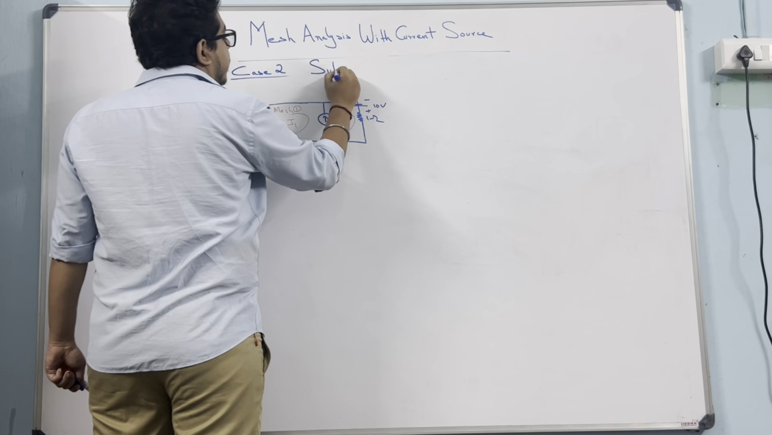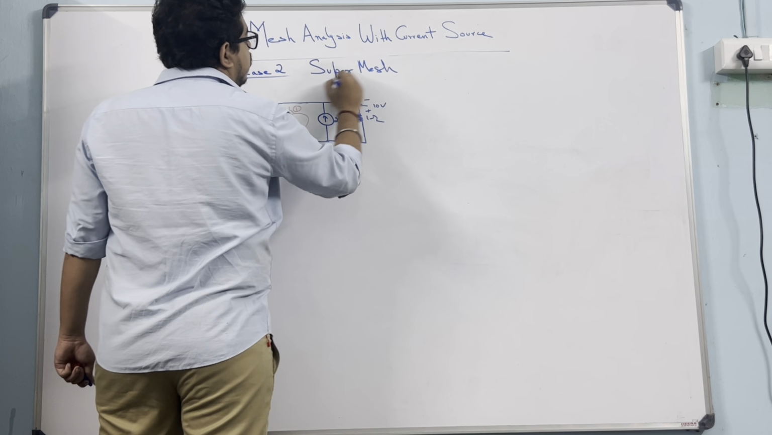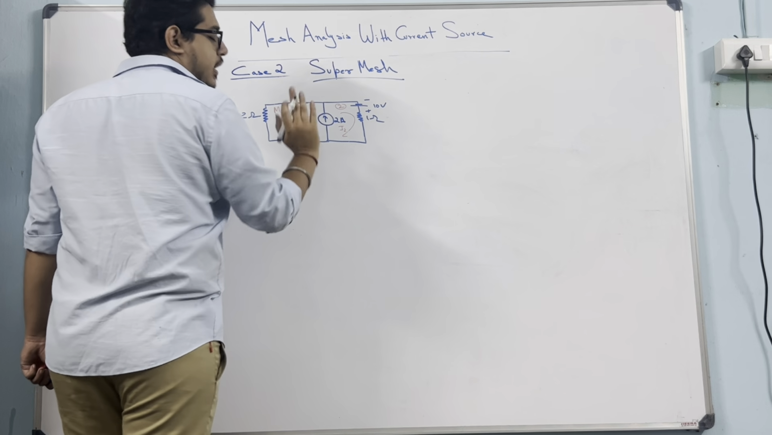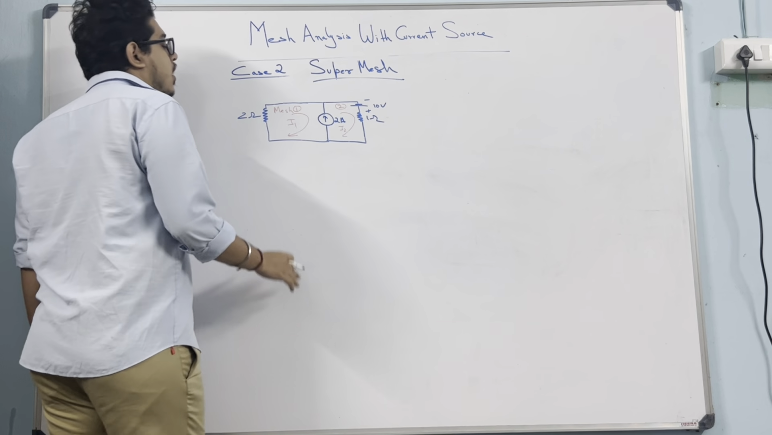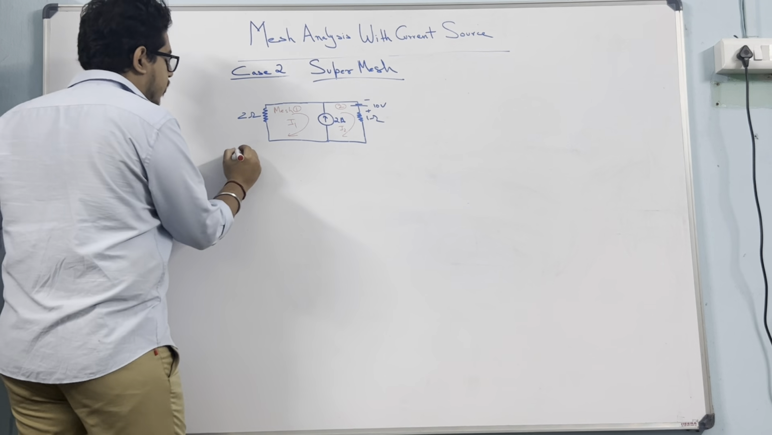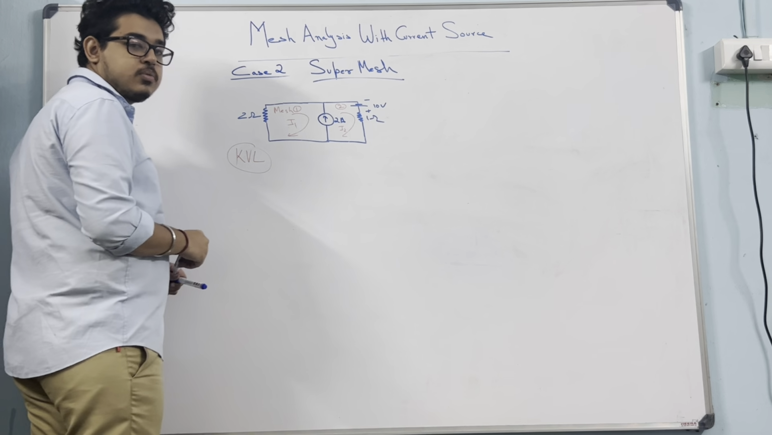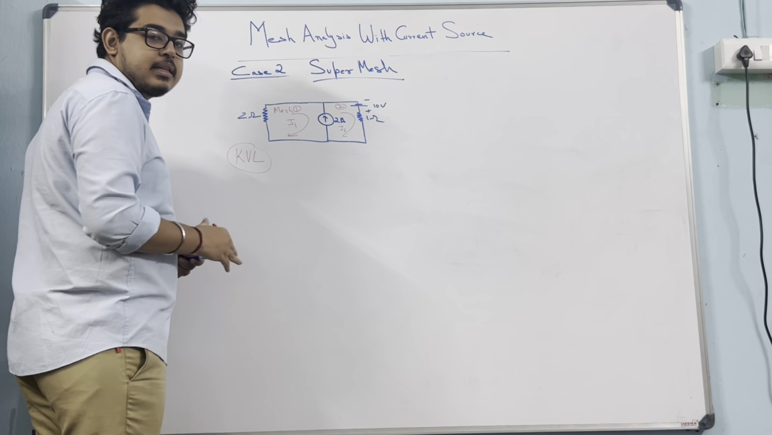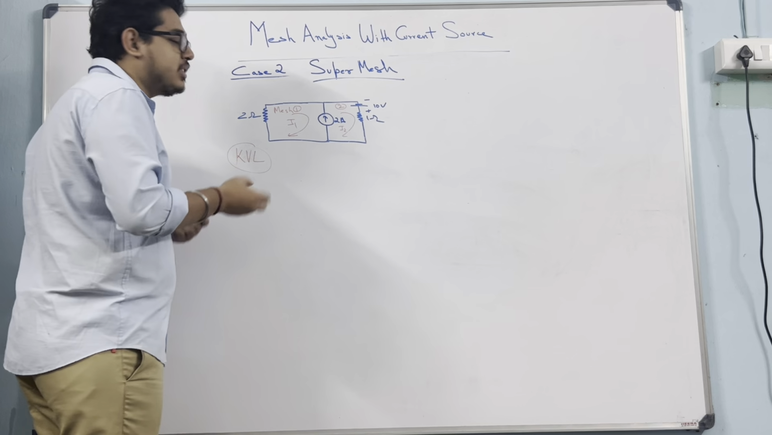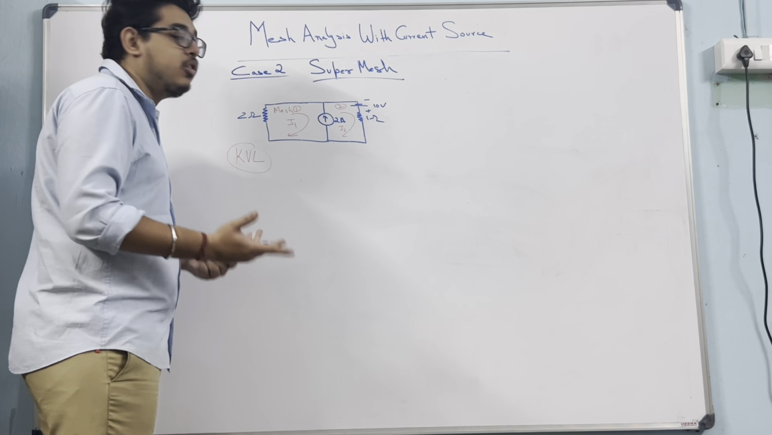We have to use a supermesh to solve case 2 problems, when there is a current source in between two meshes. Okay, so what is a supermesh? See, KVL stands for the potential drops around a point across a circuit being equal to 0. So I can choose any path and come back to the same point, and still the potential drops across that path will be equal to 0.